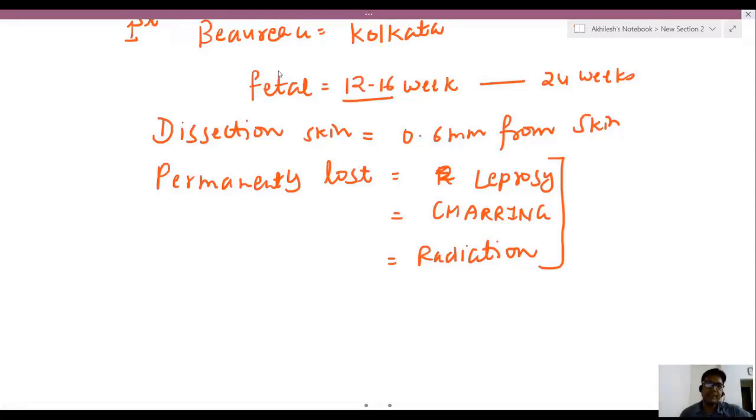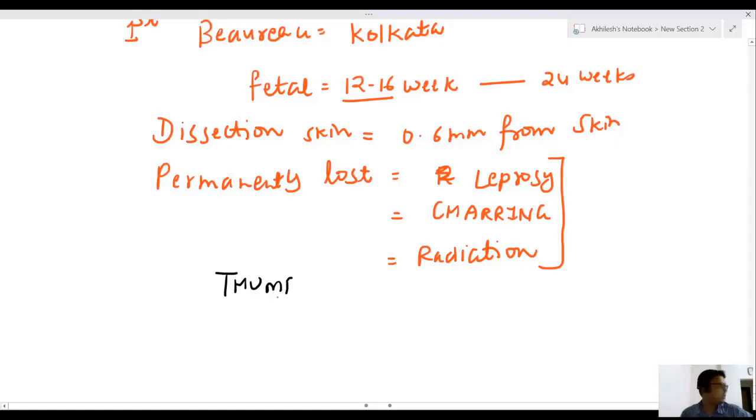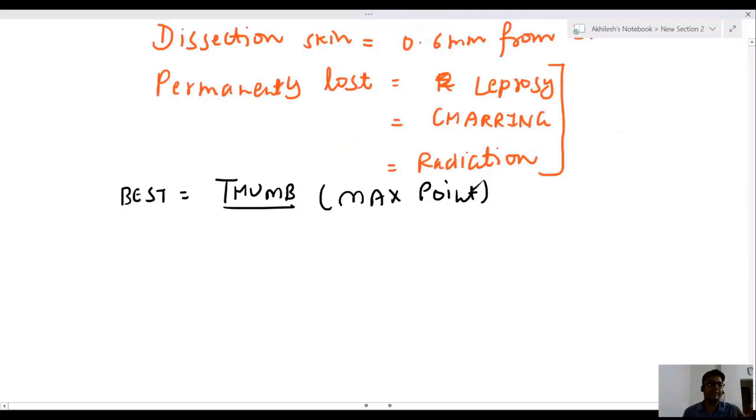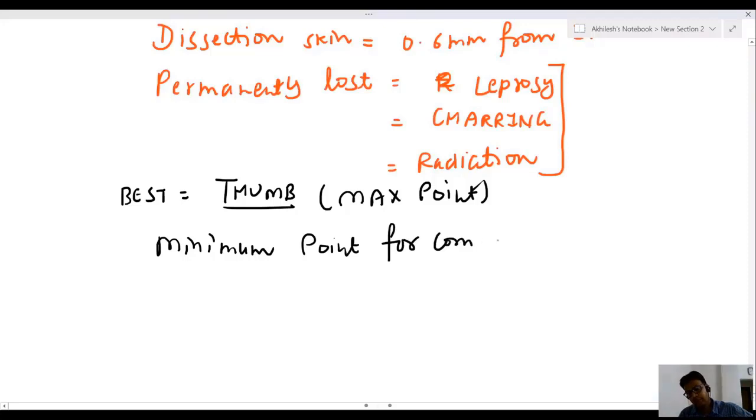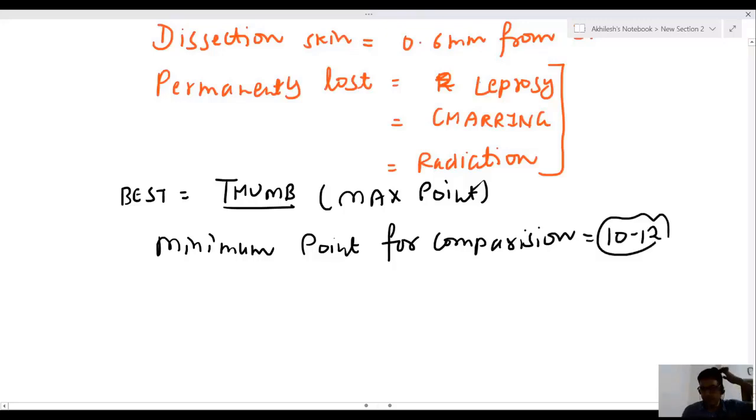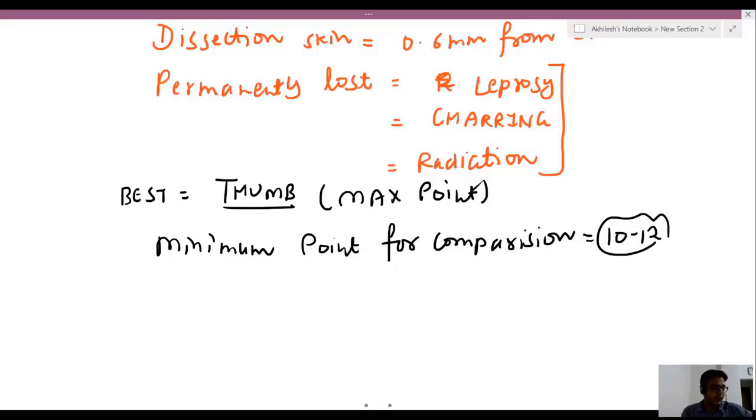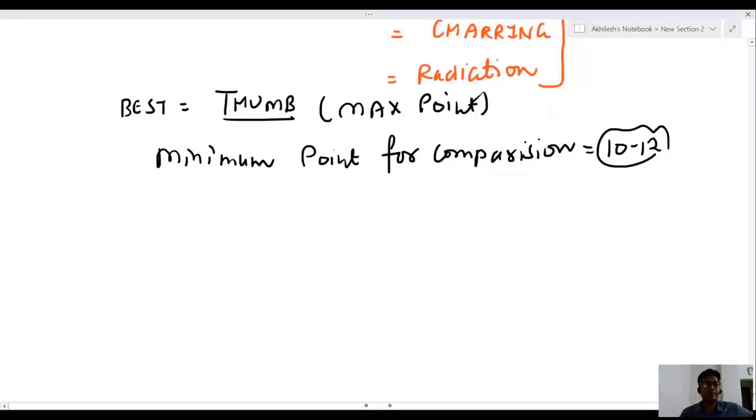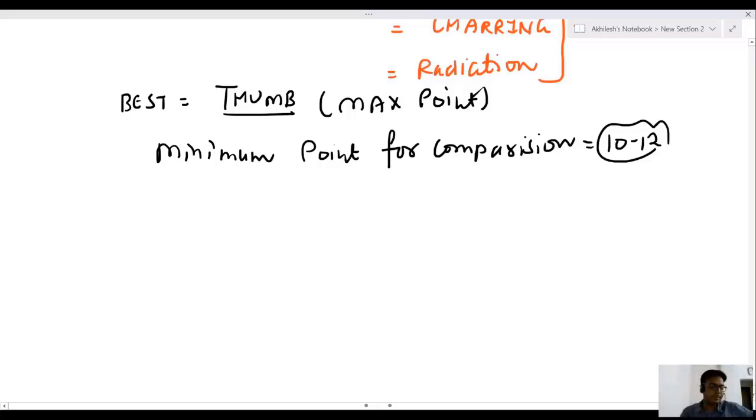Now, sir, which is the best finger to get fingerprint? Thumb. Best finger for fingerprint is thumb, because thumb has the maximum points. Now, sir, how many points should be present? Minimum points for comparison. Minimum 10 to 12 points should be present for comparison. Best is thumb, worst is little finger.